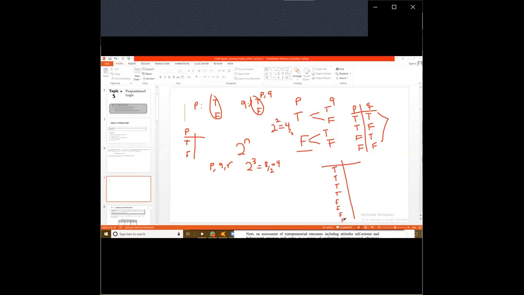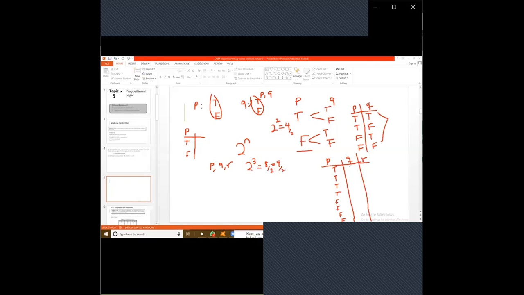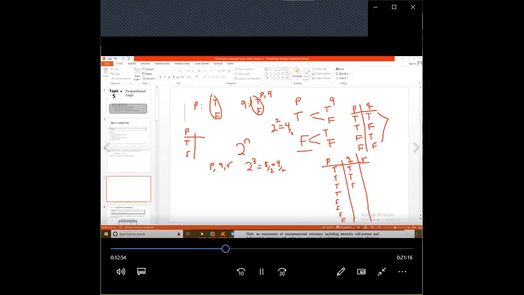Okay, good. But let's not forget the headers. That's P, Q, and what? And R. So we are dealing with 3 statements. So P, Q, and R. Then we divide again by 2, like I showed you from there. That will give us 2. So we're going to write 2 truths for the Q. 2 truths, 2 false, 2 truths, and then 2 false.